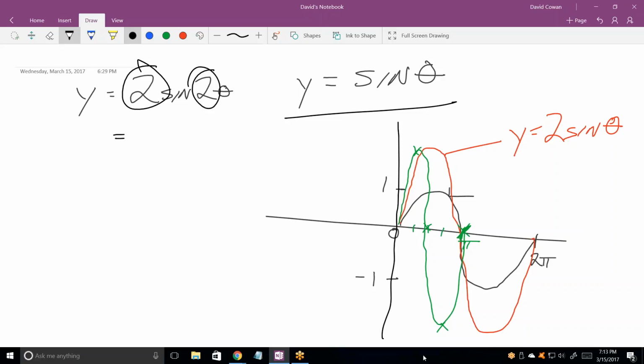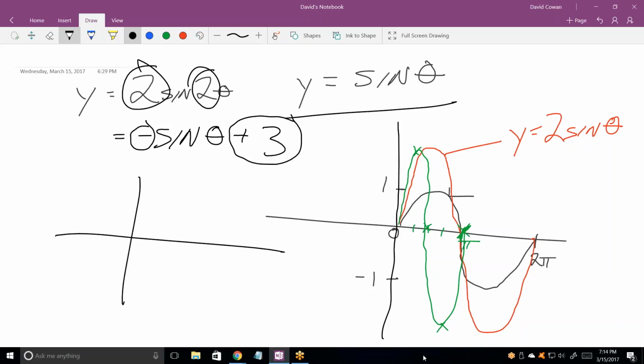But if I put a minus sine of theta plus 3, since that's a vertical shift and that is a vertical reflection, I'm not going to get the same graph if I do them in different orders. Think about it. If I shift the sine curve first, it goes up to there. And now if I reflect that whole thing, it looks kind of like that.